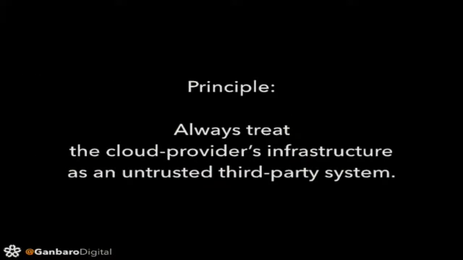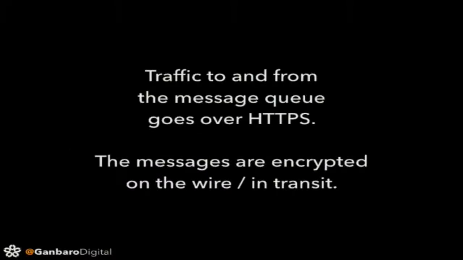Now, the thing is, any infrastructure from a cloud provider, this is an important principle, and it's easily forgotten. You have to assume it's a third-party system and it's untrusted. And for the payment system where this example comes from, this meant we had to make sure the data was properly secured. Now, the message queue was accessed over HTTPS, which is great. That's encrypted. HTTPS is considered secure at the minute, provided you don't buy your certificates from certain companies, naming no names, Symantec. So that's great.